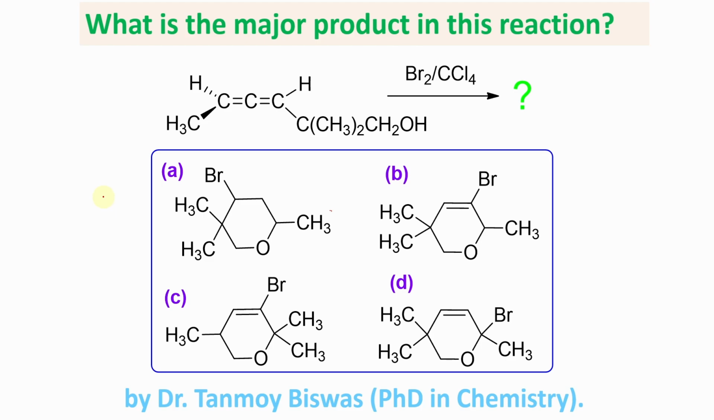Today's topic of discussion is one MCQ, and the question is in front of you. What is the major product of this reaction? What is this reaction? You can see this allene type moiety reacting with bromine in carbon tetrachloride.